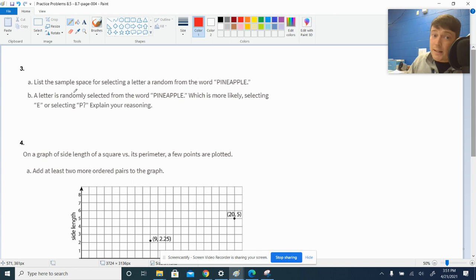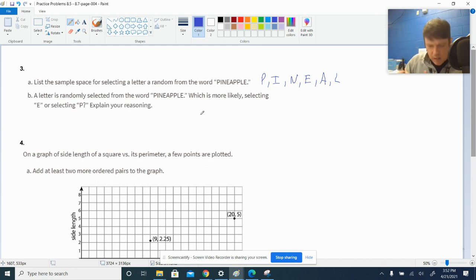We have to list the sample space for selecting a random letter at random from the word pineapple. Okay, sample space is all the possible outcomes. So we could get a P, we could get an I, we could get an N, we could get an E, we could get an A. P, we've already said that. That's 2 more times, but yeah. L, we haven't got that one yet. There's another E, but this is the list of letters you could get. This is all the outcomes that could possibly happen. That's our sample space.